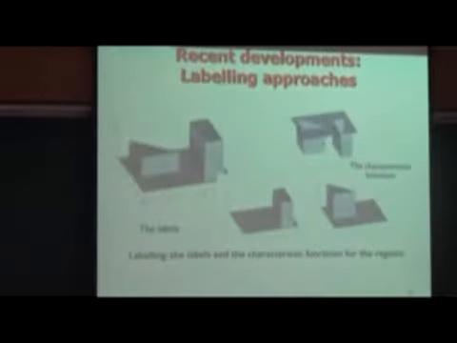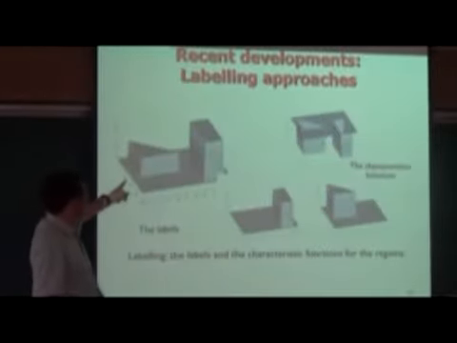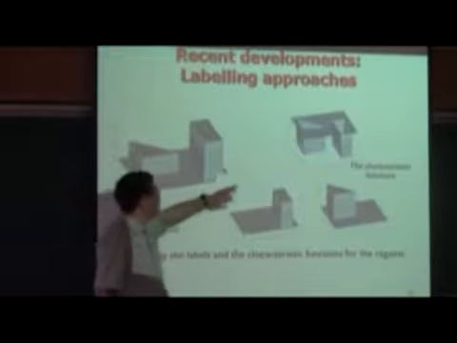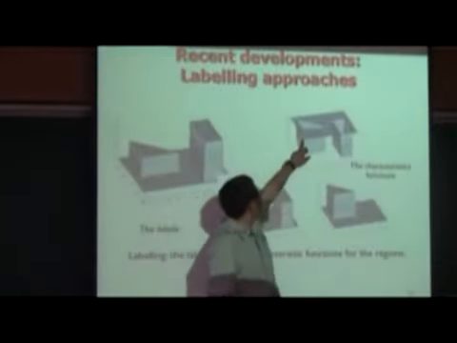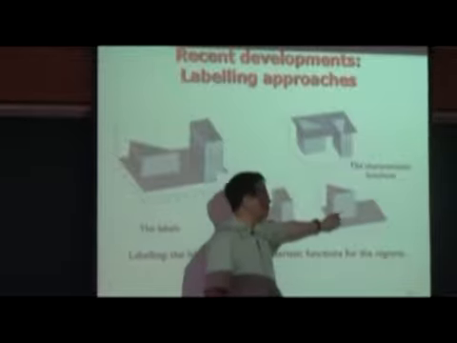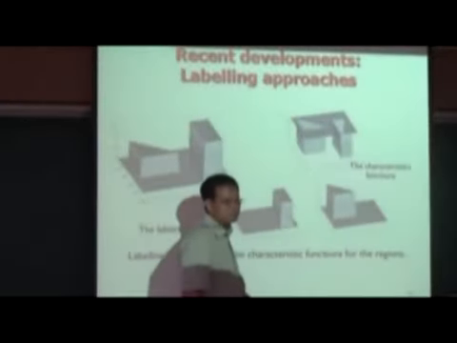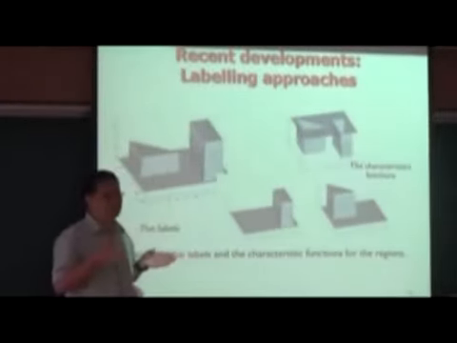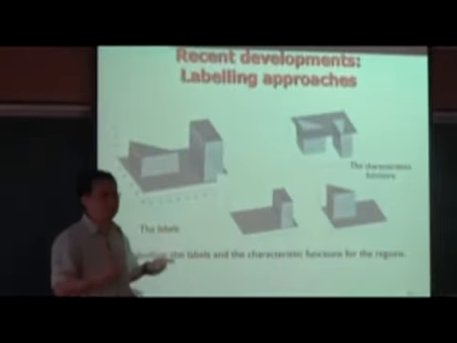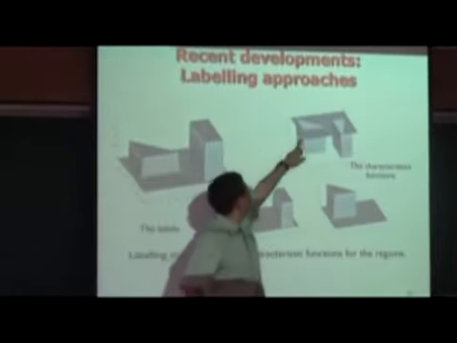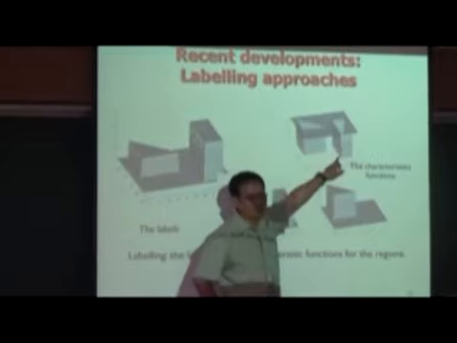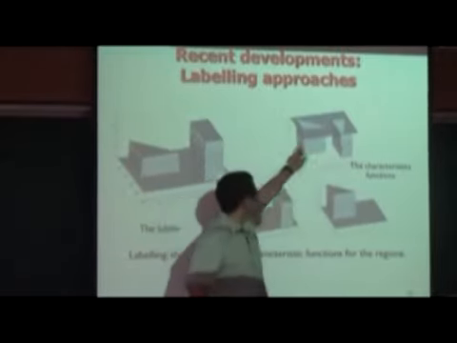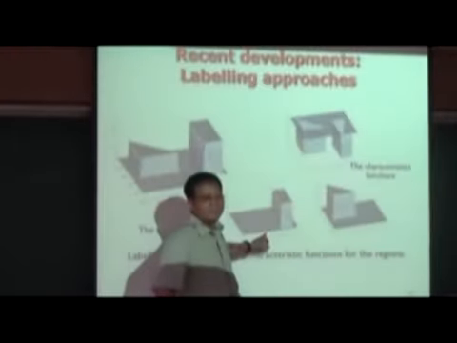You see that if the label is given, then the corresponding characteristic function is given. So this is a characteristic function for region 1. This is a characteristic function for region 2. This is a characteristic function for region 3. So what's a characteristic function? The characteristic function for a given region is equal to 1 in that region, equal to 0 everywhere else. So if the label is known, the characteristic functions are known.